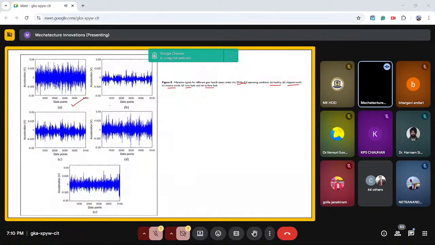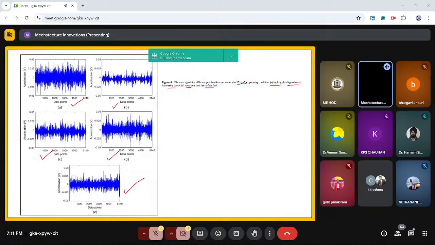Each pattern is, this is for healthy, this is for chipped tooth, this is for missing tooth, this is for root fault, this is for surface fault. In each category, the visibility patterns of each peak are created by the AI program. Okay. Now what happens? Using this, for each peak, the visibility pattern will be noted down.